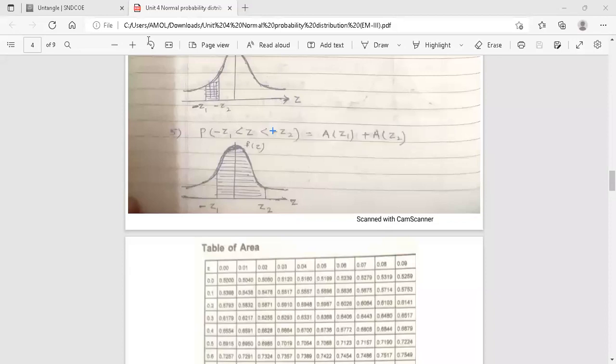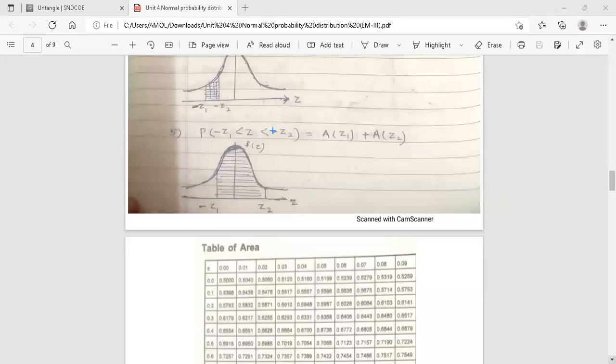Find the probability between minus Z1 and plus Z2. Meaning Z1 is negative, so it will be on the LHS side of the normal curve, and plus Z2 will be on the RHS side. Now you find the probability between minus Z1 and Z2. How to calculate the area between minus Z1 and Z2? You just add the area of Z1 plus the area of Z2. That will be the shaded portion, and that shaded portion is nothing but the probability between minus Z1 and Z2. So you just add the areas, area of Z1 plus area of Z2.